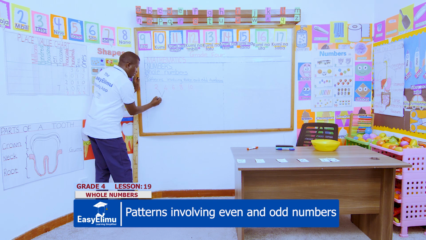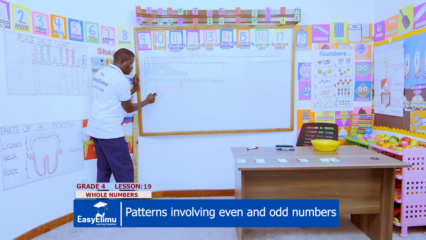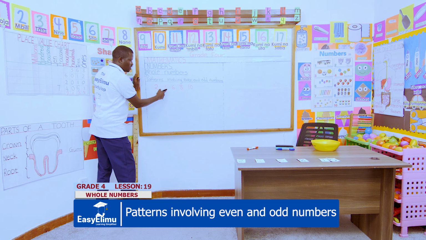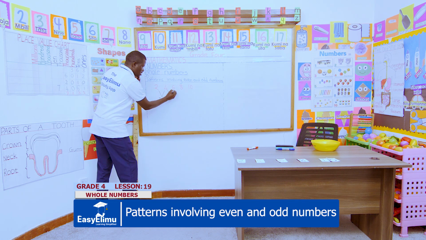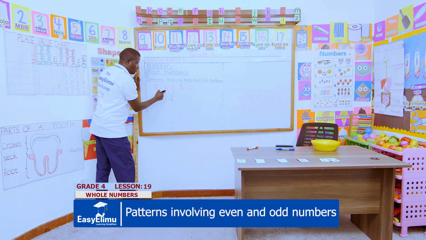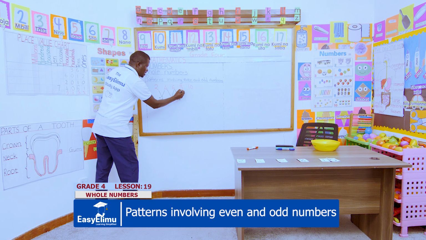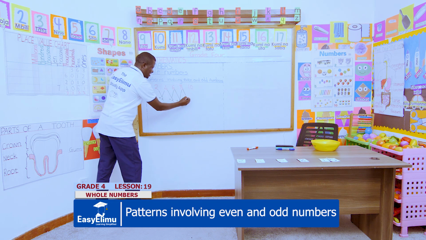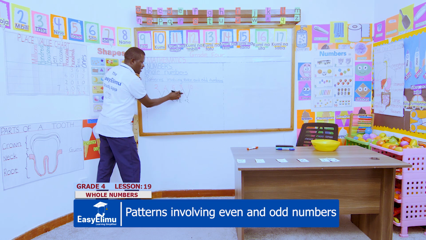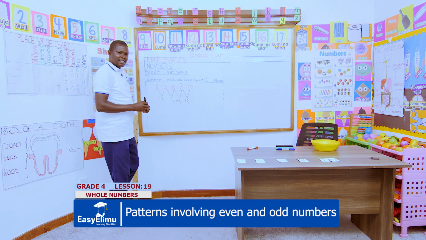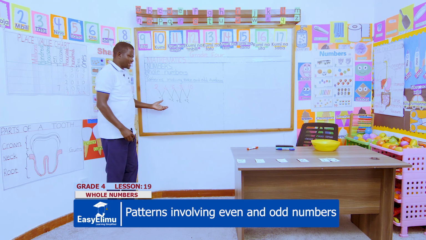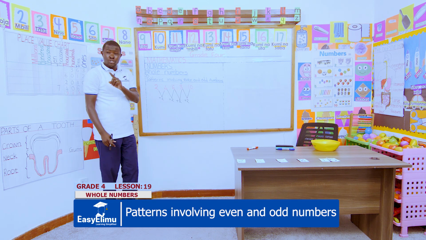From 2, I will add 2, so 2 plus 2, you get 4. From 4, I'll also add 2. 4 plus 2 is equal to 6. 6 plus 2 is equal to 8. And then the last one is number 10, so 8 add 2, you get 10. That is the difference that we have identified as a class, and that is very true.